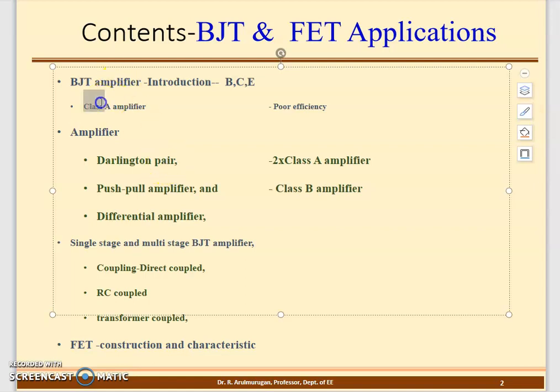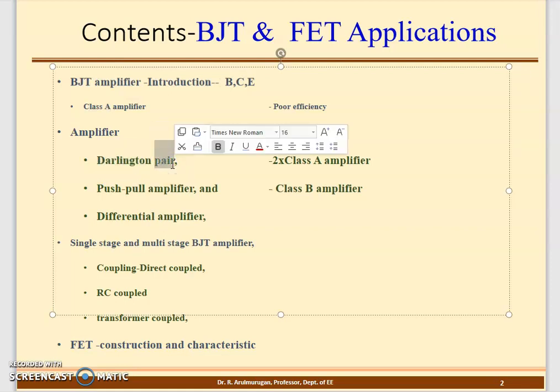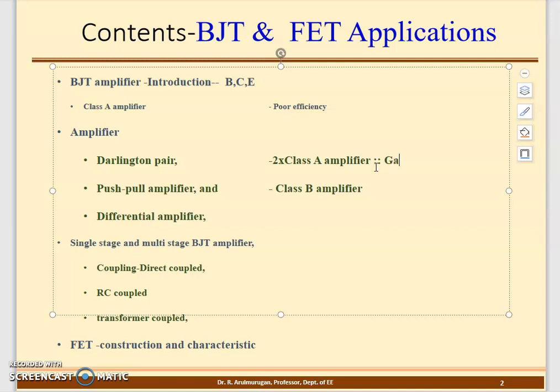So instead of one member, class A means only a bachelor. Okay, he got married. That is called darling. So pair means two members. When two members come, what will happen? Two class A amplifiers means their output performance is beta squared: gain one multiplied by gain two, that is gain squared. Now what will happen? The gain is increased.